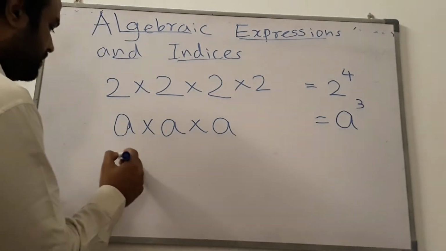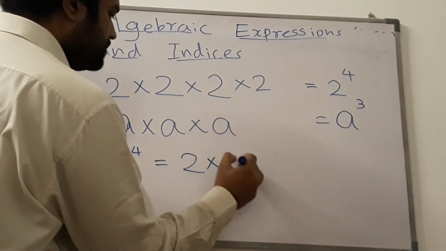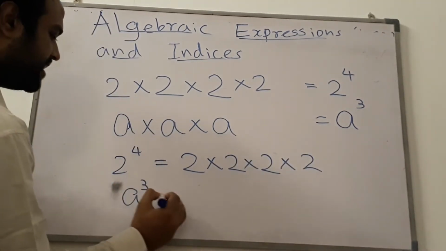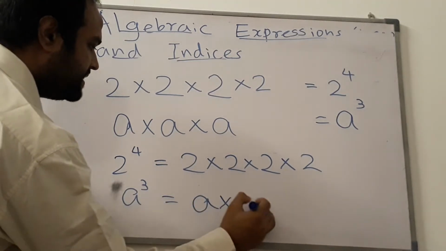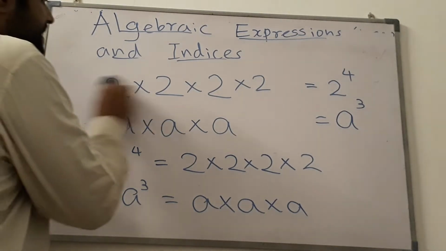In another way, 2 to the power 4 can be expanded like this: 2 times 2 times 2 times 2. Same as A to the power 3, or A cube, can be expanded like this: A times A times A. Keep this in mind. Okay. If you want a clearer explanation, watch this video again and again. Then you will be able to get more knowledge regarding indices as well.